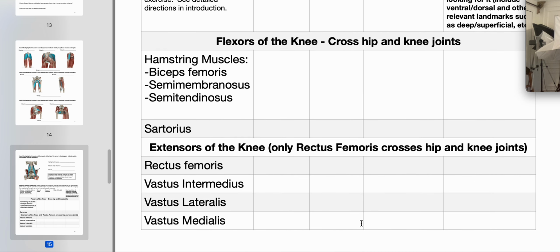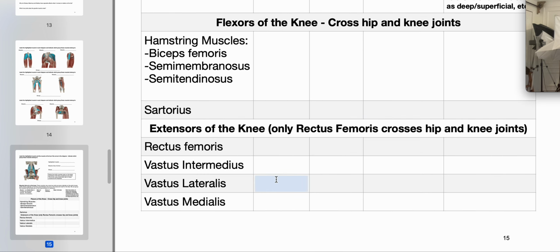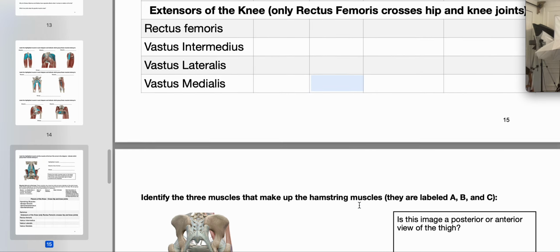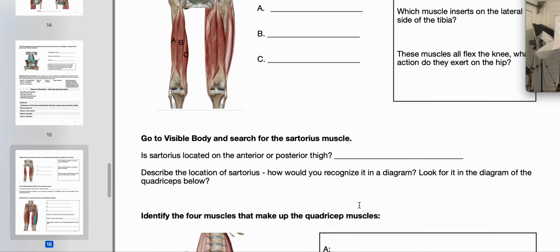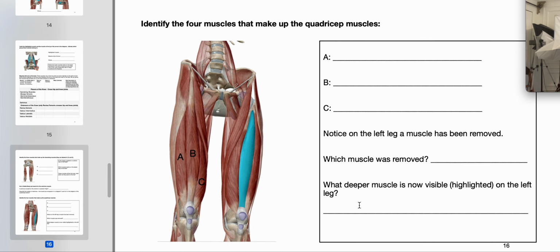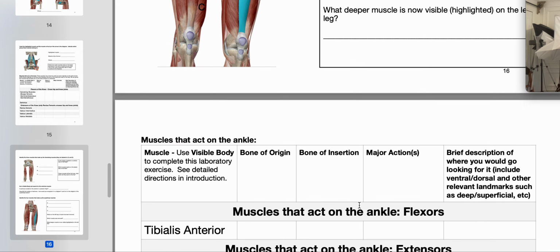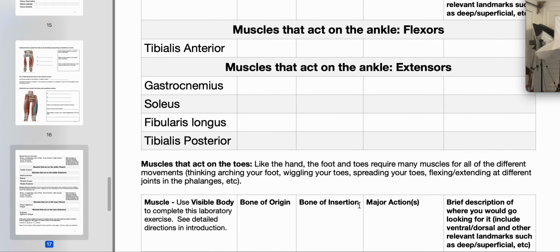And it will work you down into the flexors and extensors of the knee. Again, notice they are all grouped together, so you only have to memorize one action for all of the muscles that are in that compartment, so a lot less to memorize. Here's an opportunity to label those muscles so that you can recognize them on the practical. And that goes for both the anterior and posterior, bringing us all the way down to the lower leg, looking at some of the muscles that act on the ankle.